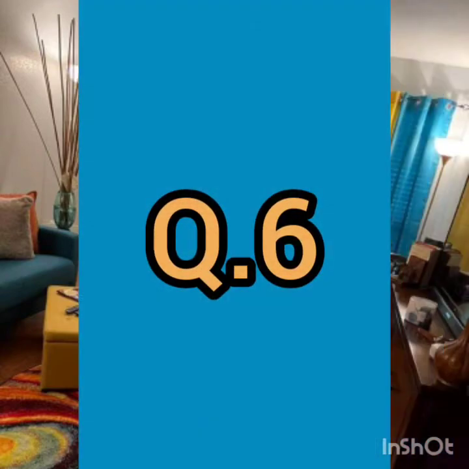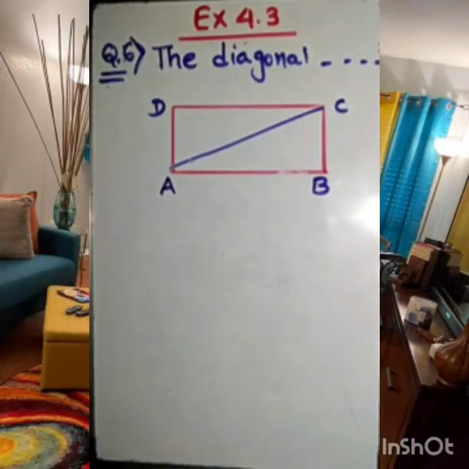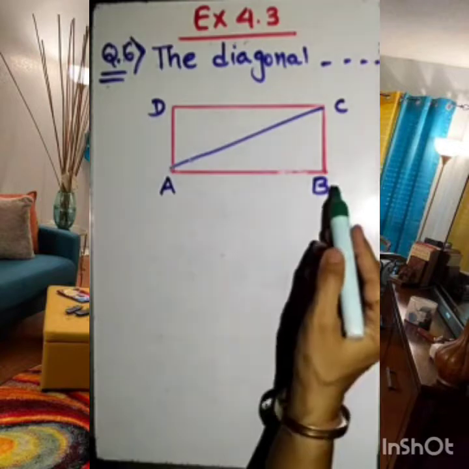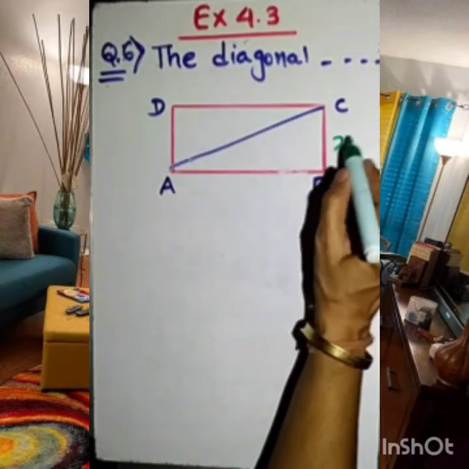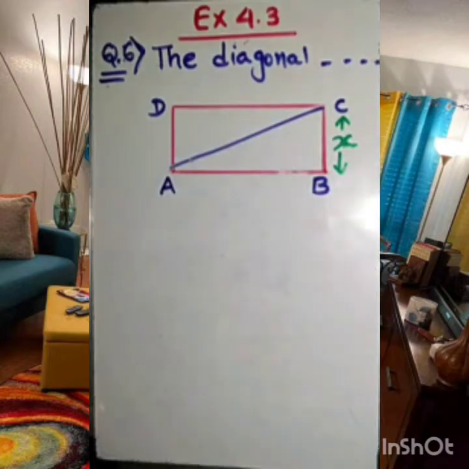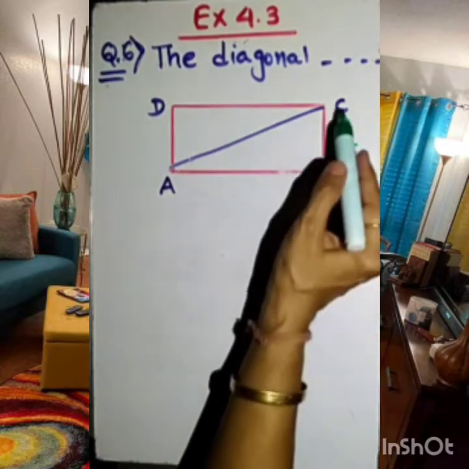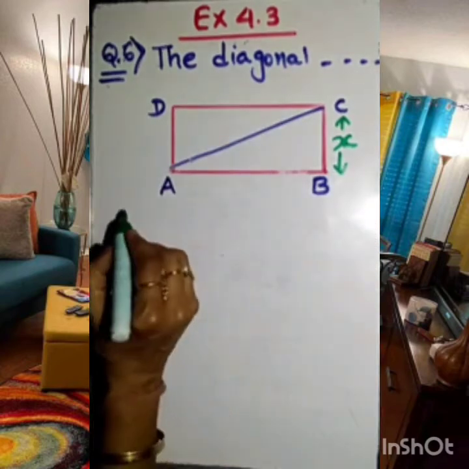The diagonal of a rectangular field is 60 meters more than the shorter side. If the longer side is 30 meters more than the shorter side, find the size of the field. Now dear student, here we do not know one of the sides. So let's move on. This is a rectangle, and I am considering this side BC as x. This rectangular field is having one side that I am considering x. So first of all, let's begin the solution.